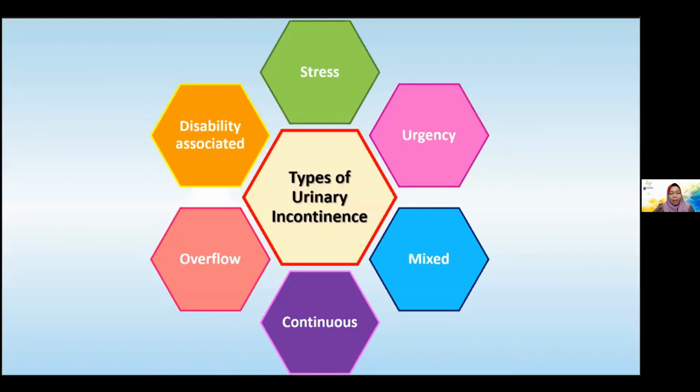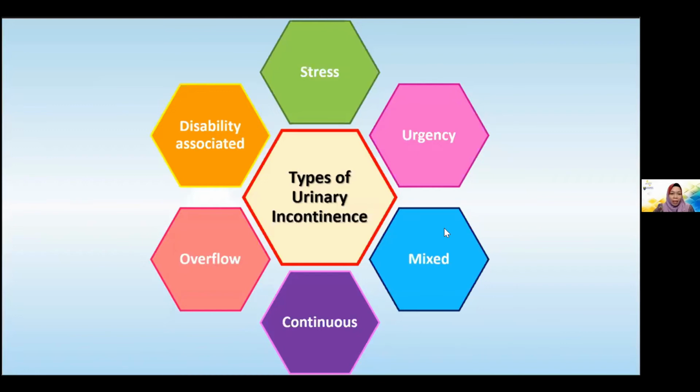So what actually happens? There are a few types of urinary incontinence. These are a few common types that we see day in and day out in our practice. We have the stress, the urgency, the mixed, continuous, overflow, and also disability associated.